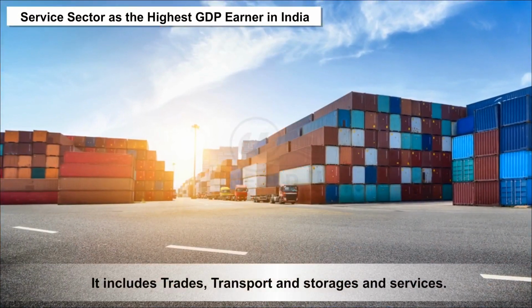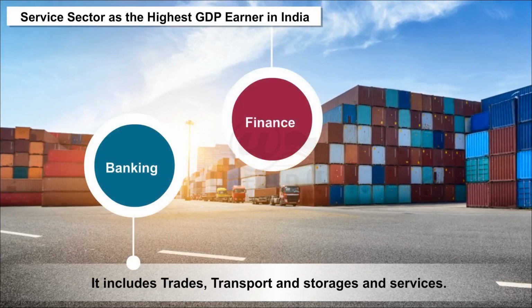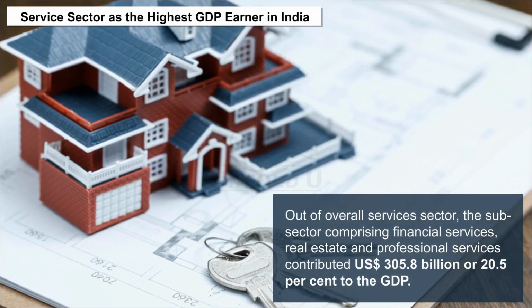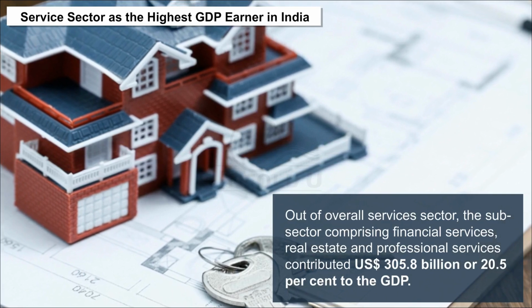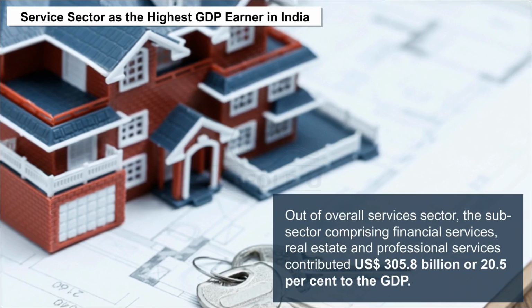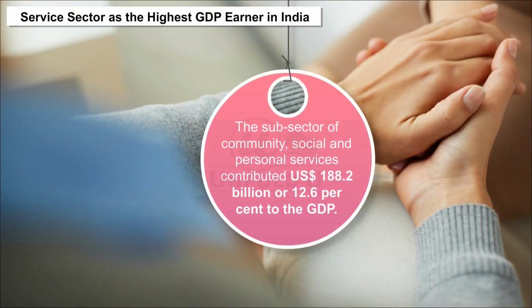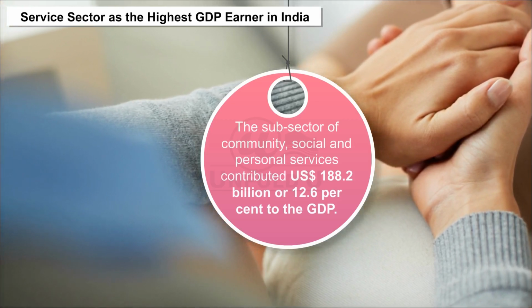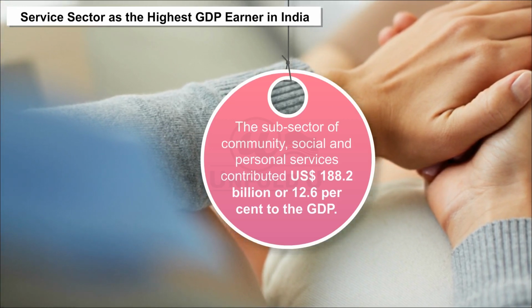It includes trade, transport and storage, and services like banking, finance, telecom and else. Out of the overall services sector, the subsector comprising financial services, real estate, and professional services contributed US dollar 305.8 billion or 20.5% to the GDP. The subsector of community, social, and personal services contributed US dollar 188.2 billion or 12.6% to the GDP.